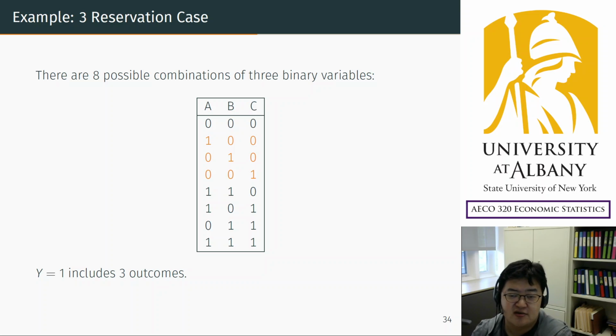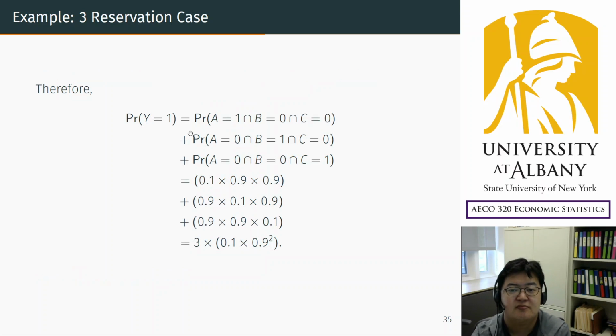So we are interested in only one reservation being cancelled. That means only one 1 and 2 zeros in the realization. So these 3 out of 8 possible outcomes are included in the event we are interested in. And therefore, what we are calculating can be written this way.